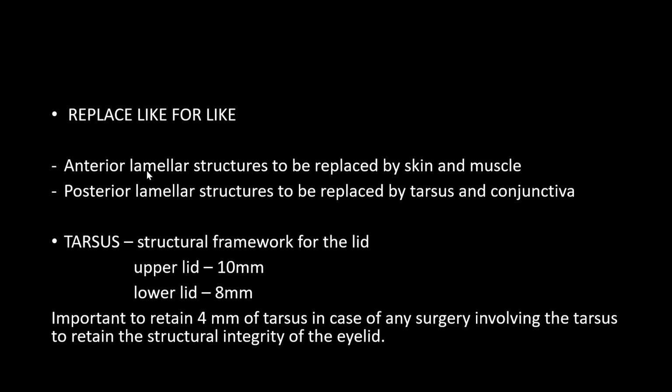Sometimes you will just excise the skin and the muscle, and you don't touch the tarsus and conjunctiva; only the anterior lamella has been touched. So when you have to replace that portion after excision, you make sure that you do it with similar structures. You replace it with skin and muscle only, whether the grafts or the flaps that you take. And if you've excised some portions of the posterior lamella, you make sure that it is replaced by similar structures. That is a very important principle for any sort of grafting or flapping that we do after excision.